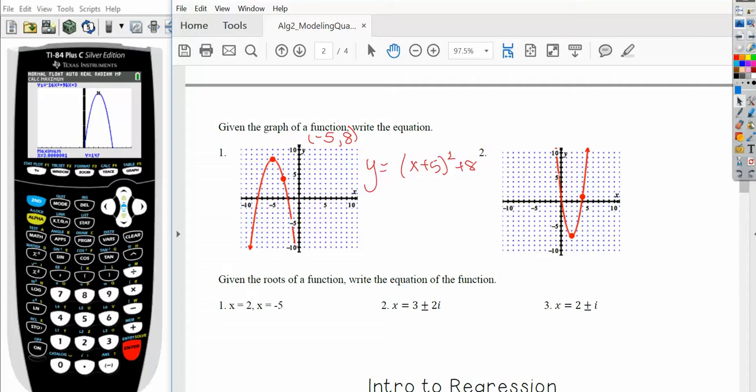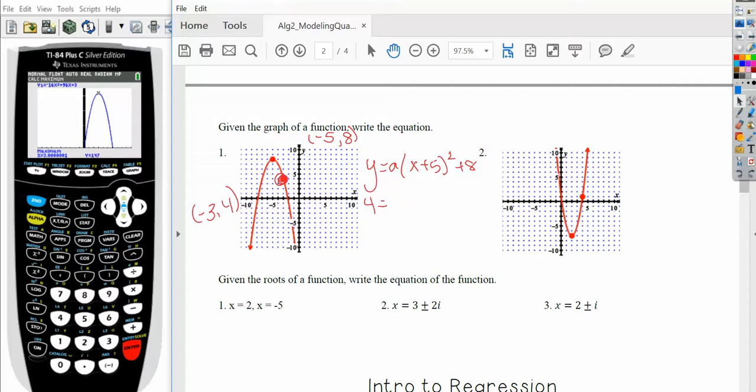So now I need to figure out what a is. So how I would figure out what a is, I would just pick this point. So I'm going to put a here. And I would use this point right here, which is negative 3, 4. And I'm going to plug negative 3, 4 into y and x to find a. So I'm going to plug 4 into y. Oops, not that.